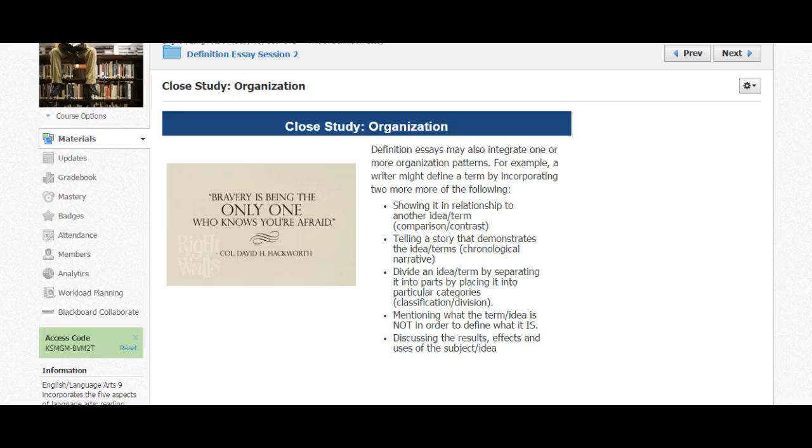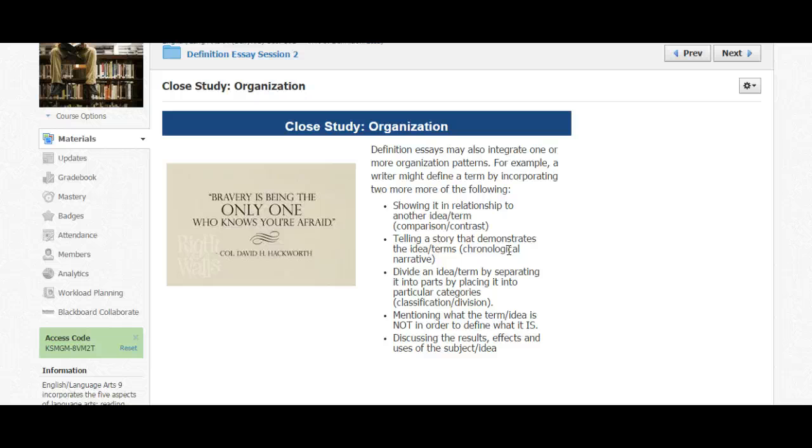Definition essays also integrate one or more organizational patterns. So they don't all look the same, as you've been noticing from your readings this week. And writers can define a term by incorporating two or more of the following strategies. They can show it in relationship to another idea, so compare and contrast. They can tell a story demonstrating ideas and terms, and that is a chronological narrative. They can divide an idea or term by separating it into parts, by placing it into particular categories.